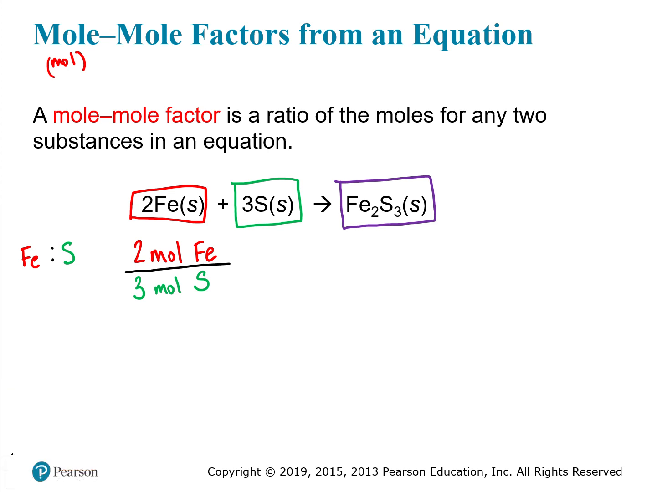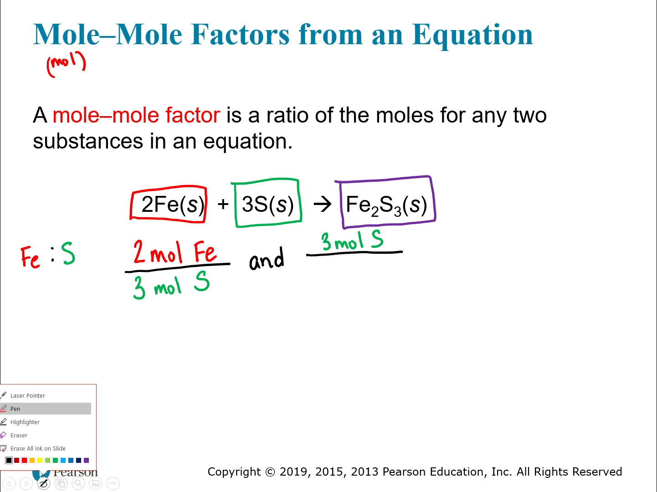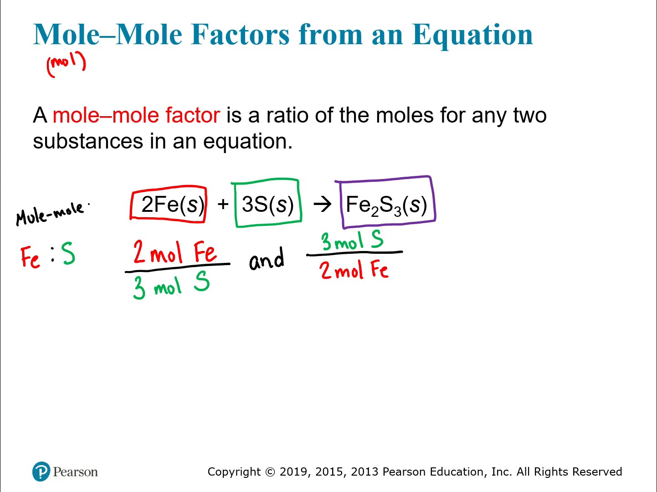And just like with the conversion factors that we were doing in chapter 2, with these mole-mole factors, you write one, and the second one is the reciprocal. So this time we'll put the moles of sulfur on top and the 2 moles of iron on the bottom. Those are the mole-mole factors for iron and sulfur.